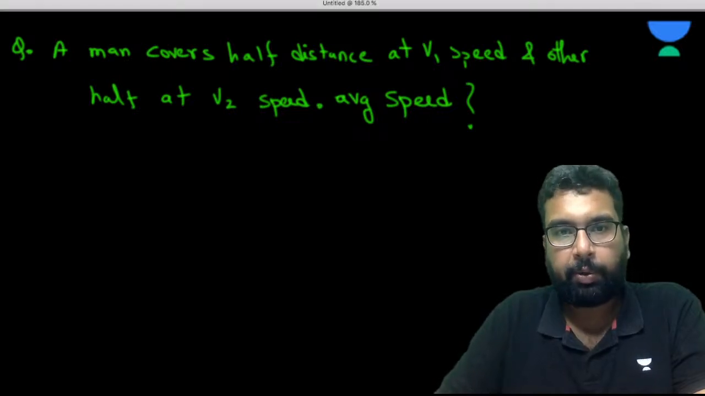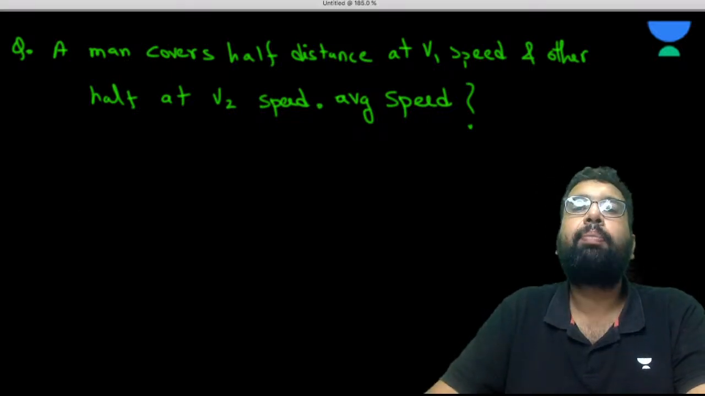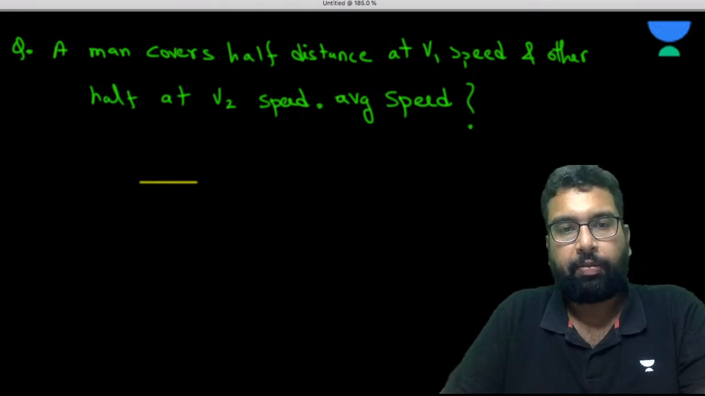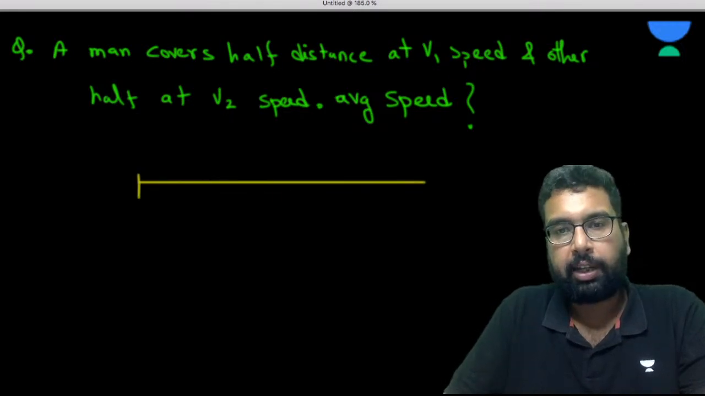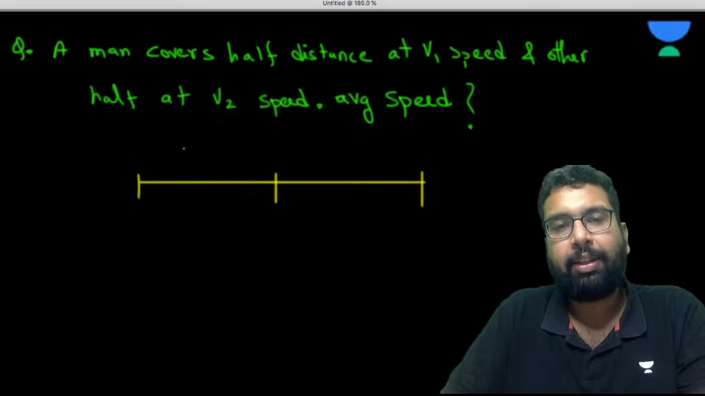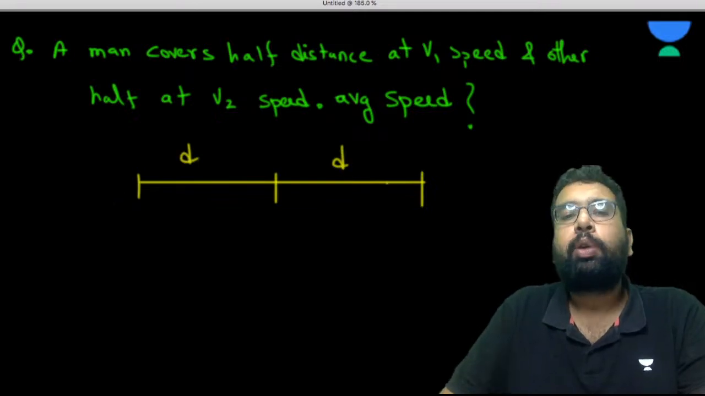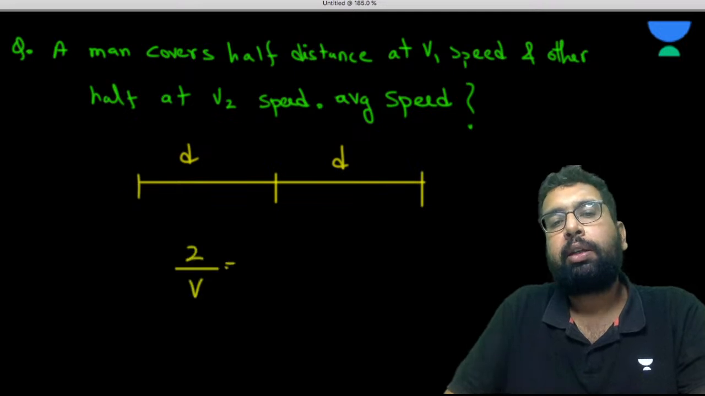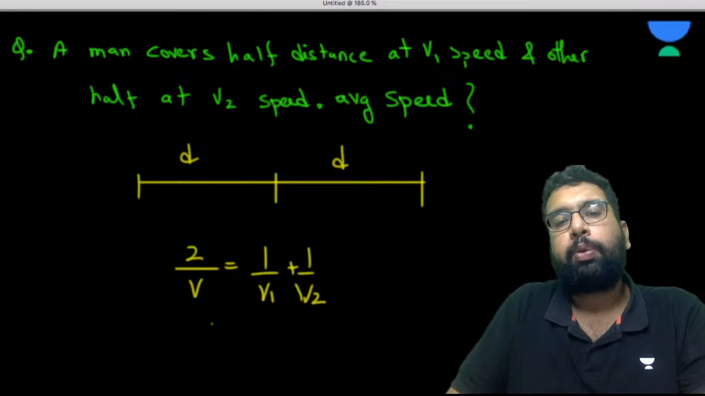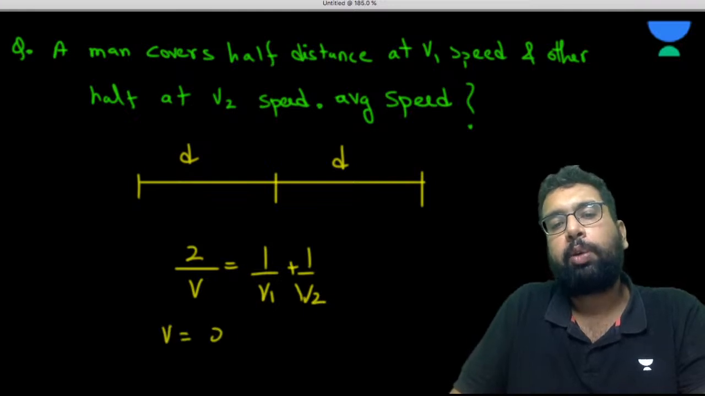Same average speed? No. So in this case, half distance means same distance. So we have a particular distance, and half distance means D and D. Let's suppose the whole distance is 2D. In this case also, what is going to be the answer? 2D upon (1 upon V1 plus 1 upon V2). So V is going to be 2V1V2 upon V1 plus V2.